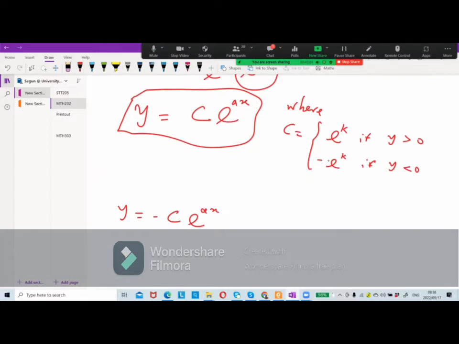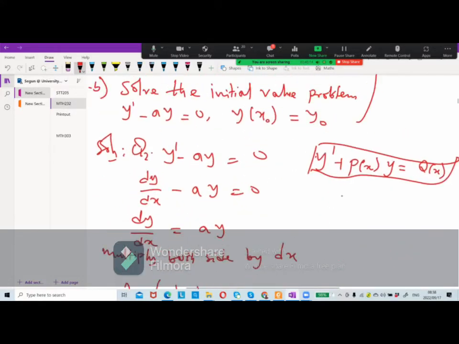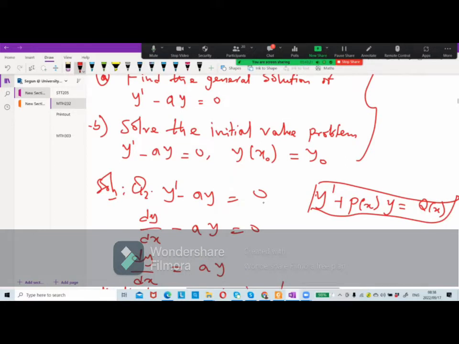So let's continue. Any question? The B aspect of it, if you go to the question again, says solve the initial value problem. Solve the initial value problem of this particular thing we just solved. If you impose this condition, that's why you call it initial value problem. So if I impose this condition, what will happen?